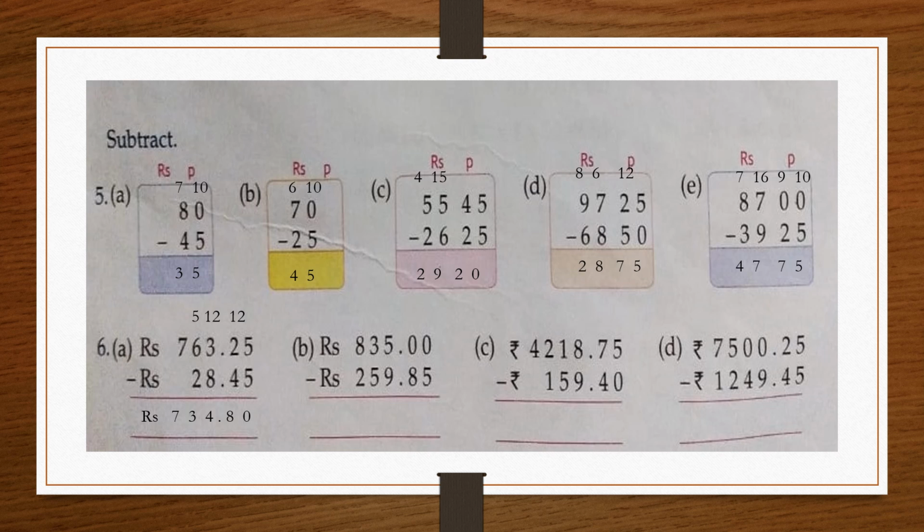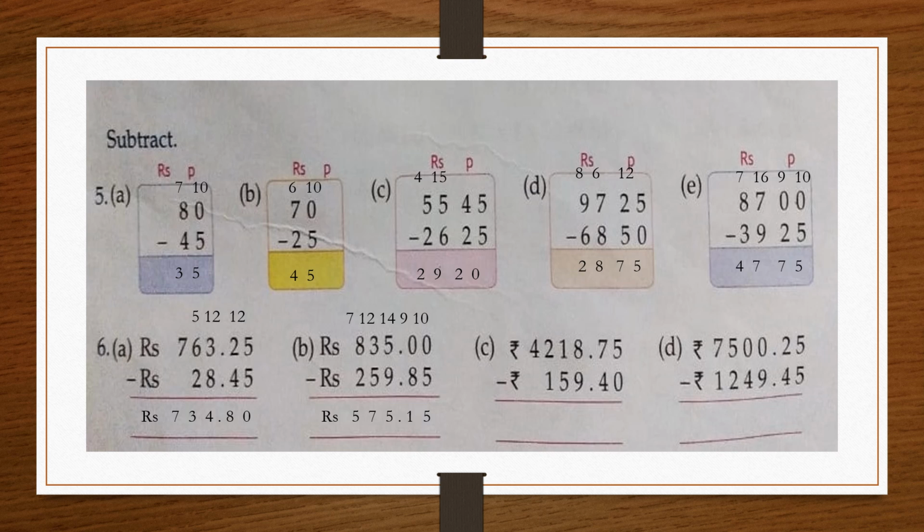Now B part, 835 rupees. Subtract it, 259 rupees 85 paisa. So what answer will you get, children? You will get 575 rupees 15 paisa. Okay, children, how do you have to do it? Same way you subtract. Similarly, you have to subtract it. Only the thing you have to keep in mind is that the point should come after 2 digits from the right.